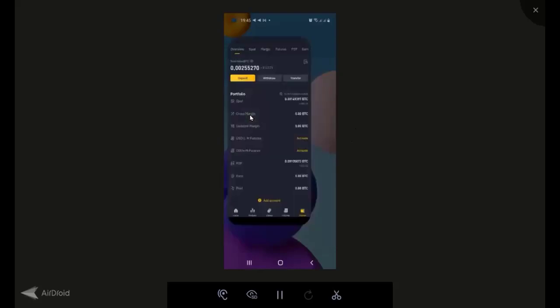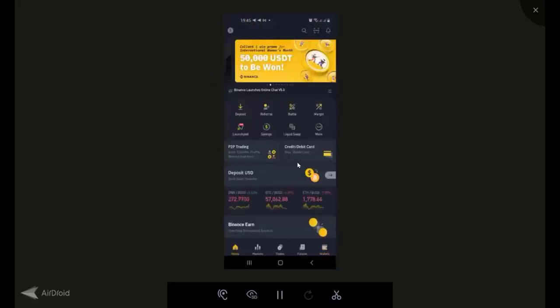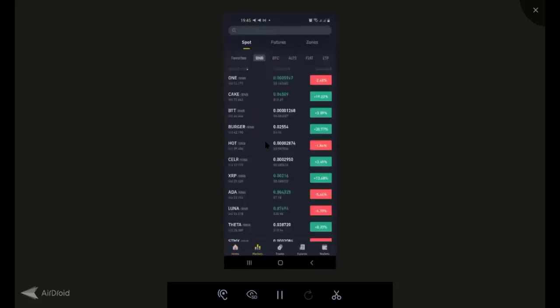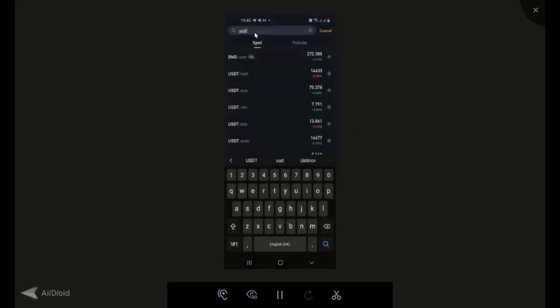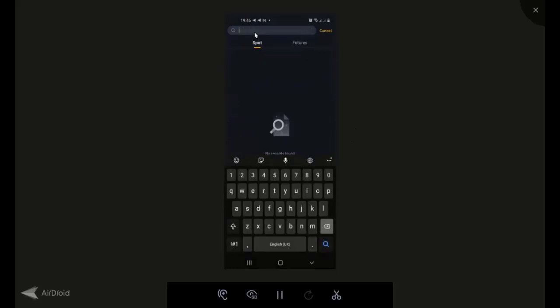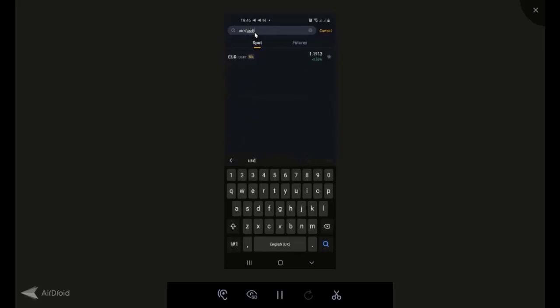So now let me open up Binance. This is my Binance app, and I'm going to come here to markets. Under markets, I'm just going to look for USDT Euro. It could either be USDT Euro or Euro USDT. There is no USDT Euro, so we're just going to check for Euro USDT. And here it is.